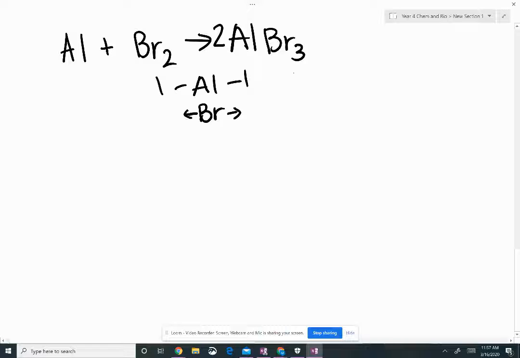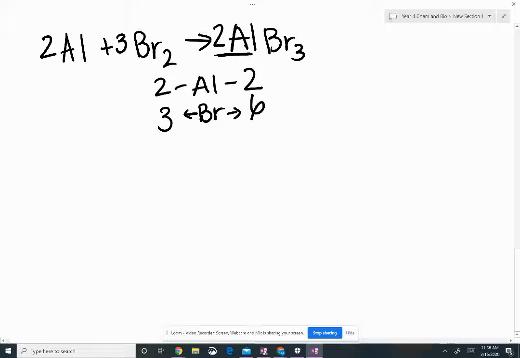And on this side, I'll have 6. And on this side, I only have 2. So the way that I can balance this is that I'm going to put another 2 right there. And this should be 3. And then I look at this, and I see that this amount changes, right? So now I have 2 aluminums, which means I'm going to have to put a 2 right there. And now I check everything out, and I see that everything is balanced.